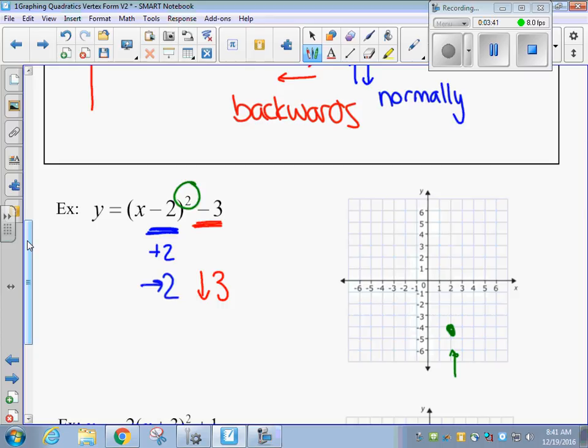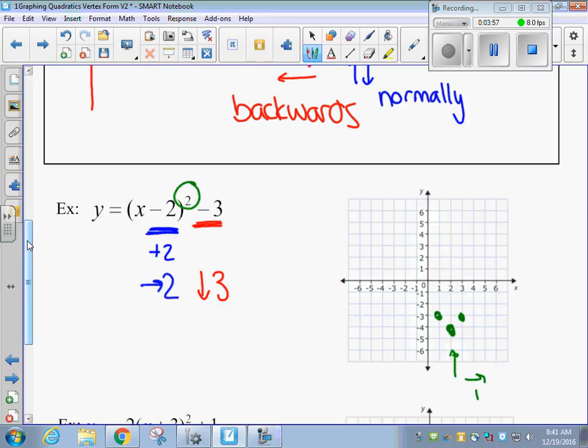So I go out 1, and I say, what is 1 squared? Well, hopefully you know that 1 squared is 1. So I'm going to go out 1 and up 1. Put a dot here on each side. But now go back to your vertex. Always go back to your vertex.